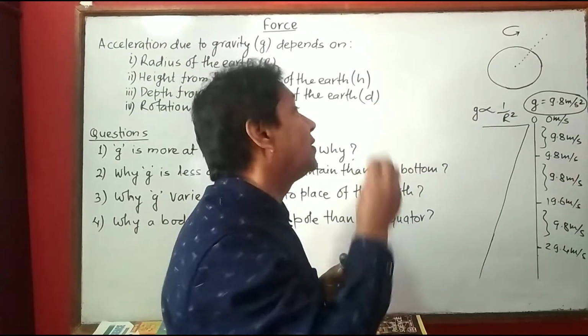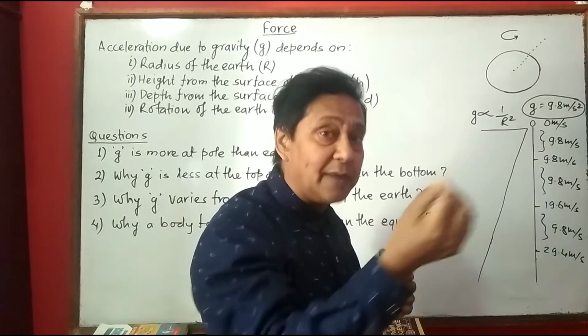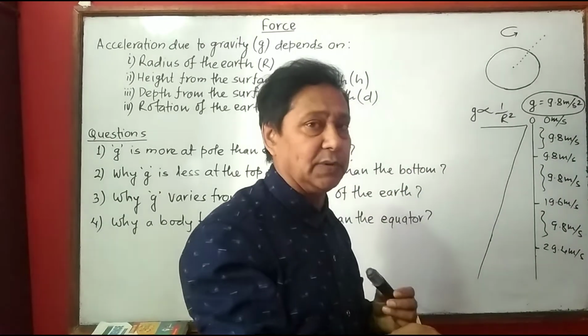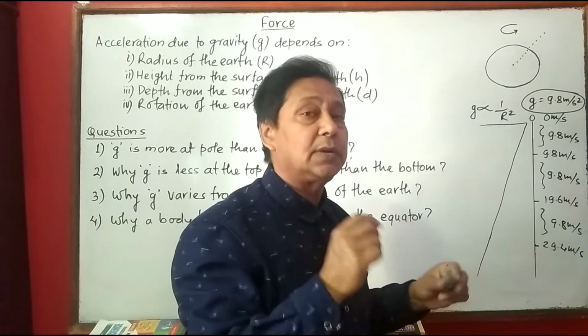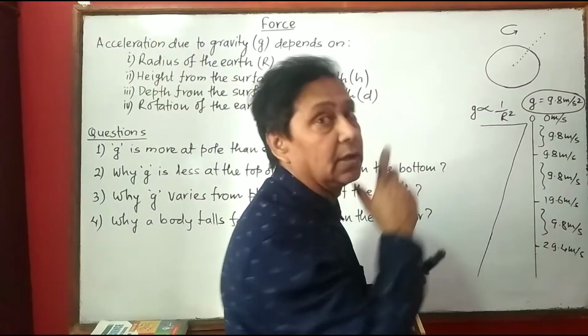And a centrifugal force acts in the opposite direction to that of the gravity force, which reduces the gravity. And that's why the acceleration due to gravity becomes less than its real value because of the rotation of the earth.